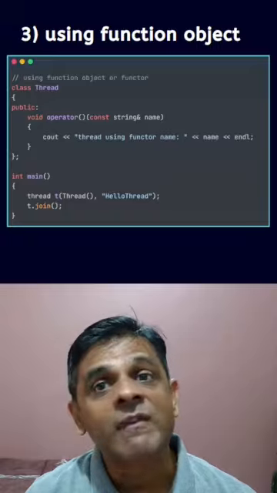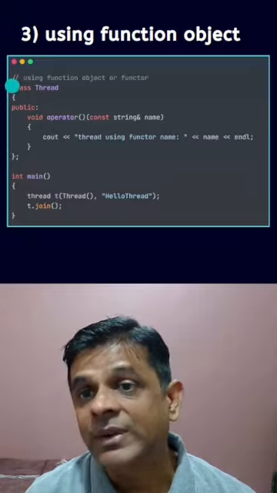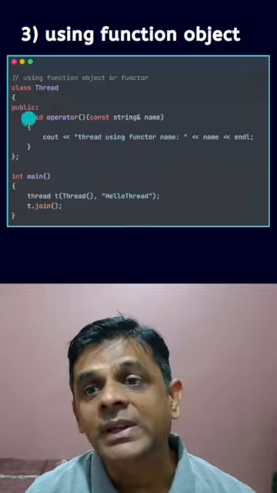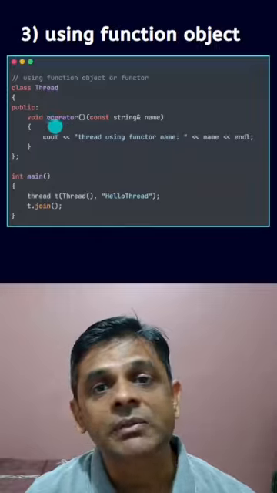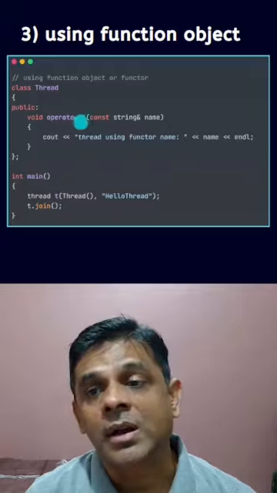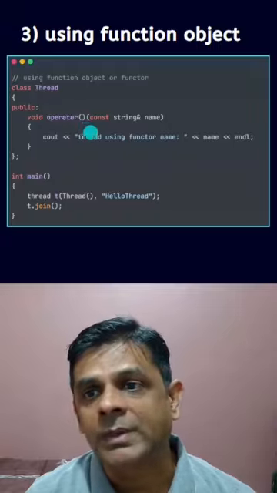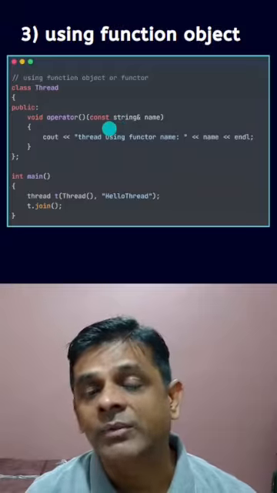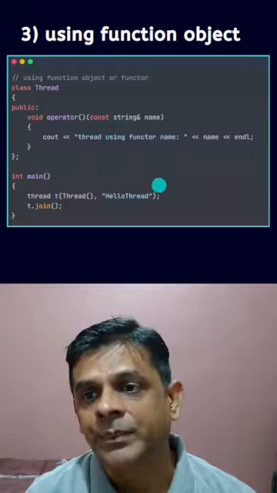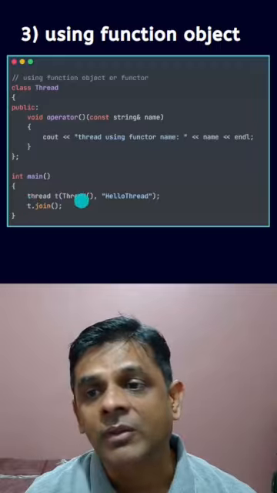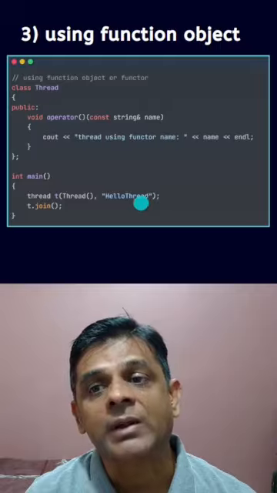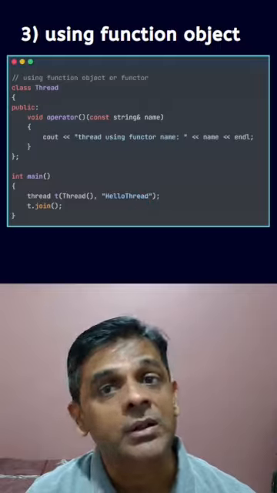Another way is using a function object. That means we have one class here. Consider this is a thread class, and we create a functor. That means we overload the calling operator, the bracket. Okay, and we also pass an argument. We have a string parameter here, and while creating a thread we need to call this functor and pass this argument. With this we can also create a thread.